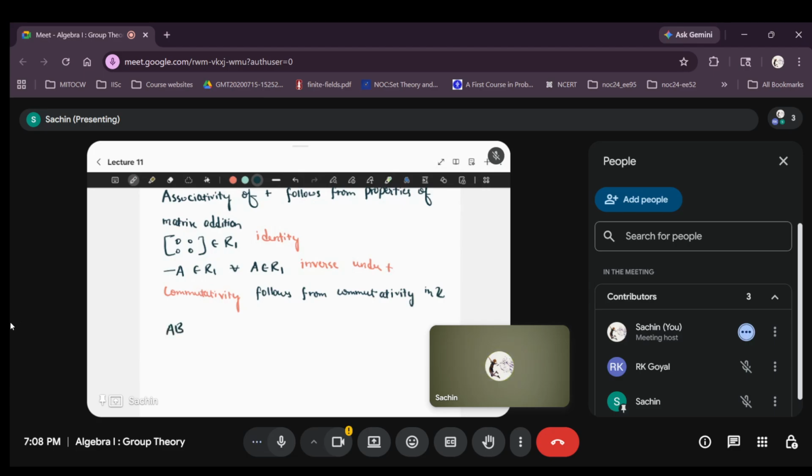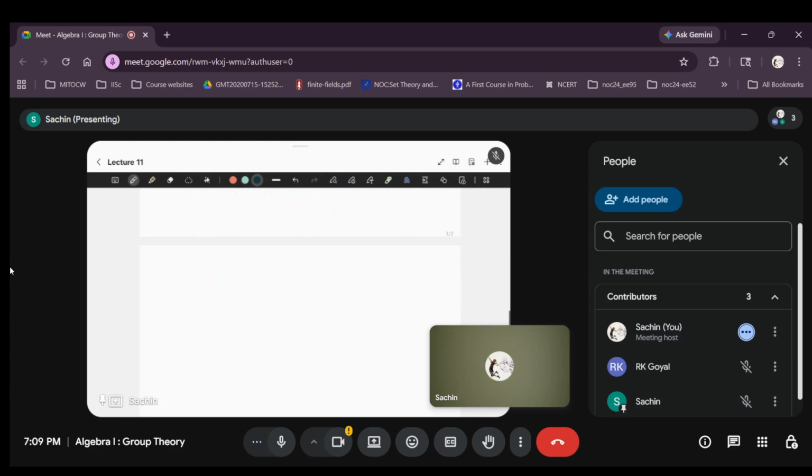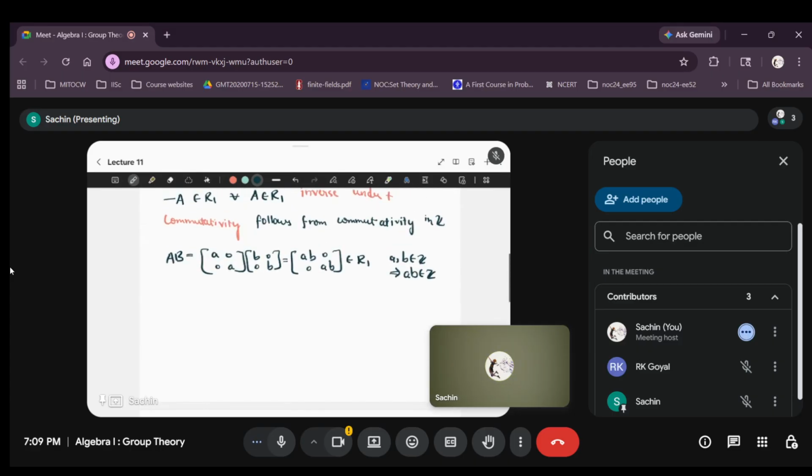Then for closure under multiplication, A times B is A00A times B00B, which is AB00AB, which belongs to R1 because A, B belong to Z implies the product AB is in Z, because multiplication is closed in the set of integers, or the set of integers is closed under multiplication. So this is closure under multiplication.